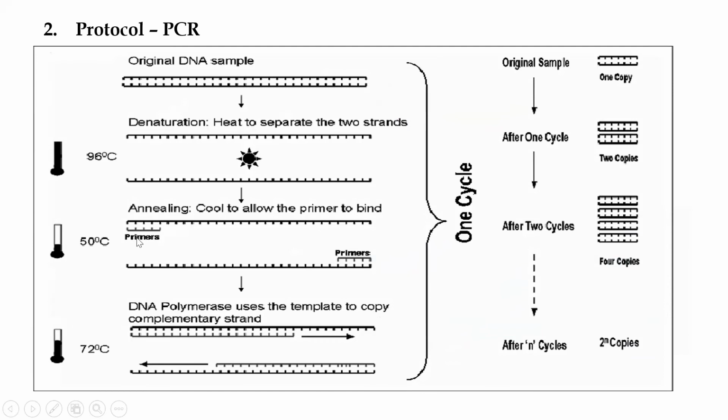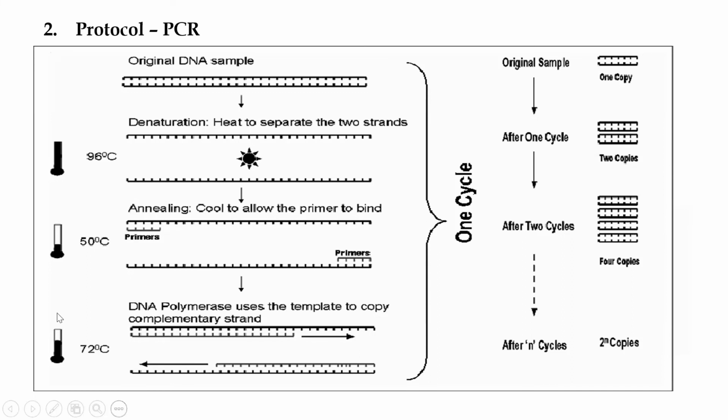Annealing temperature depends upon the primer length. Primer is also DNA, which binds to the single strand of this DNA, and it gives a template to Taq polymerase enzyme to add further nucleotides. And for the reverse primer also, DNA polymerase adds the nucleotides and it gets extended.